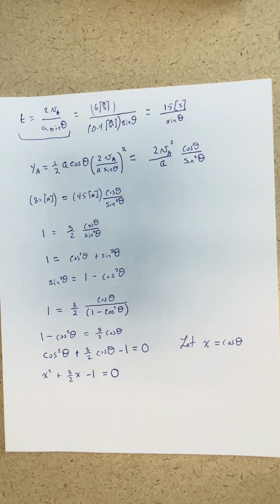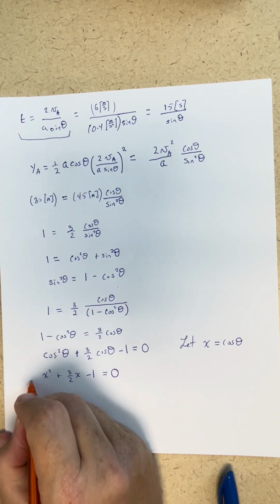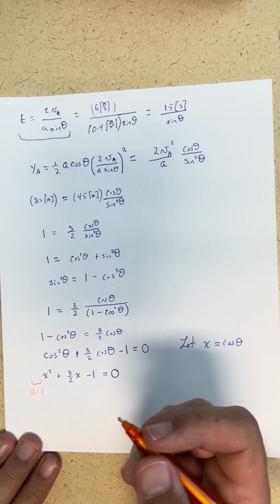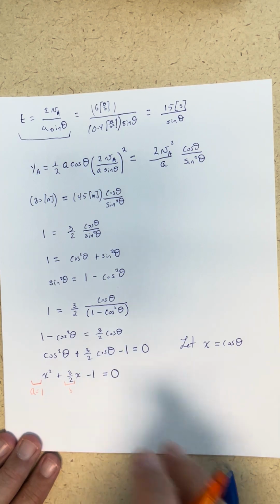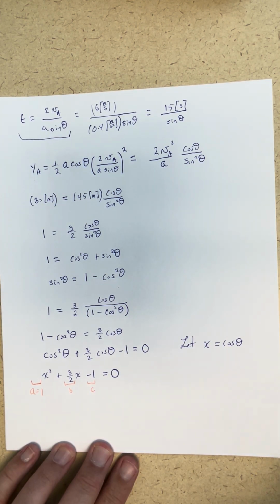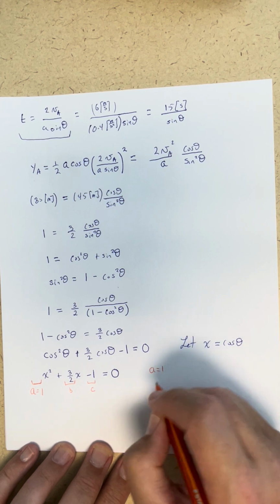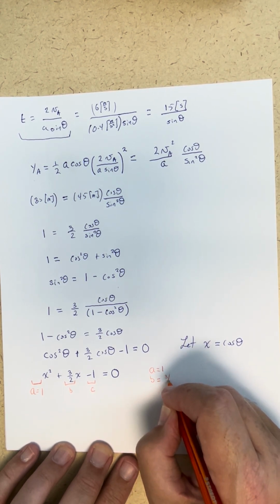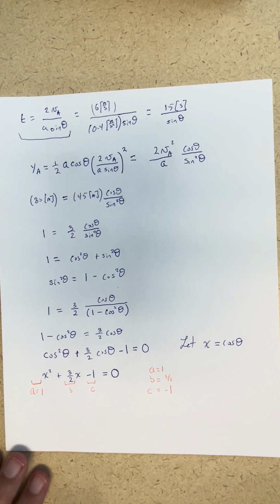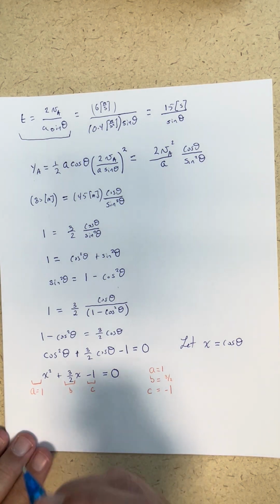Okay. And this is our old friend, the quadratic equation, where we have a equal to 1, we have b of 3/2, and then c is minus 1. So we'll collect those terms. A equals 1. B equals plus 3/2. C is equal to minus 1. And the suggestive choice of variables is because we remember the solution of the quadratic equation.